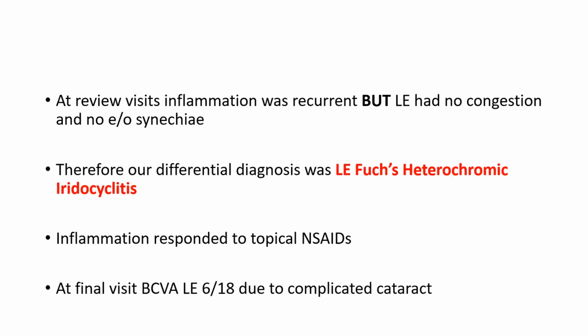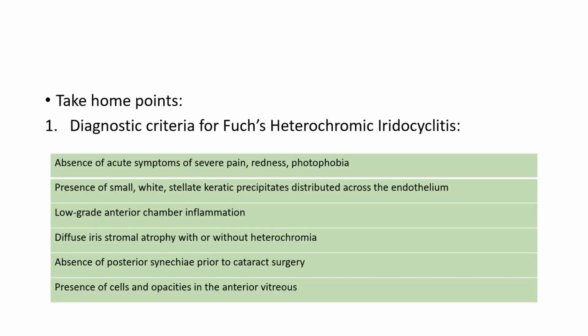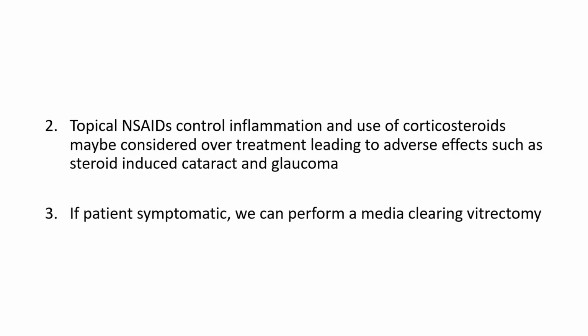We can use oral steroids for the treatment of Fuchs, but we are just hastening the complications of developing glaucoma or cataract. So always try to confirm a diagnosis of Fuchs. Foster gave these criteria: absence of acute symptoms, presence of small white stellate keratic precipitates, low grade anterior chamber inflammation, diffuse iris stromal atrophy, absence of posterior synechiae, and presence of few cells in the anterior vitreous.